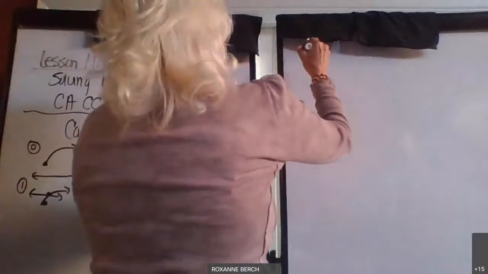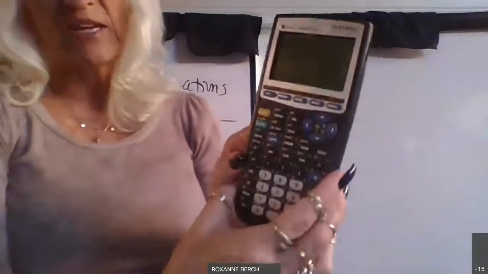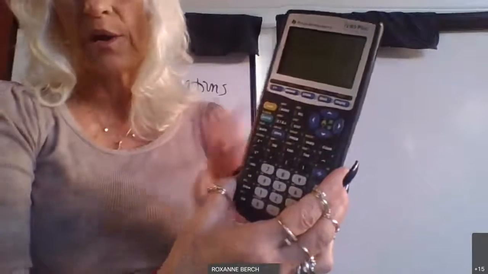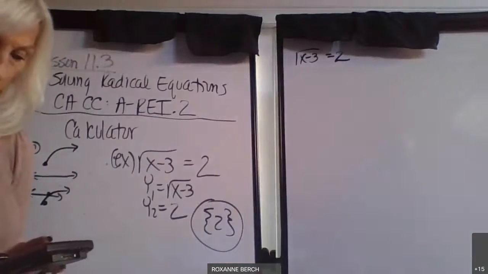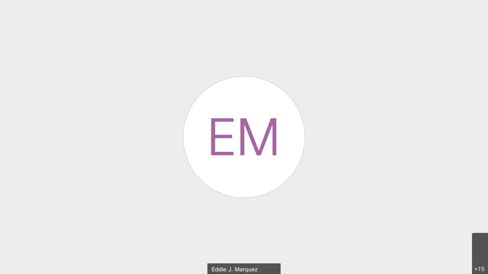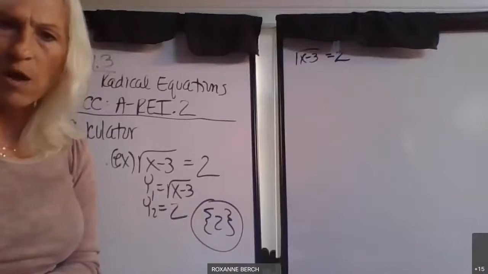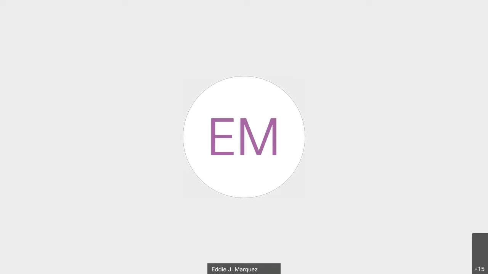Ms. Birch, on the calculator, how do you enter a radical? Second x squared. Wait, so did you get 2 for both the x and y solutions? No, your solution is only x. It's not y. I got 7 for x.